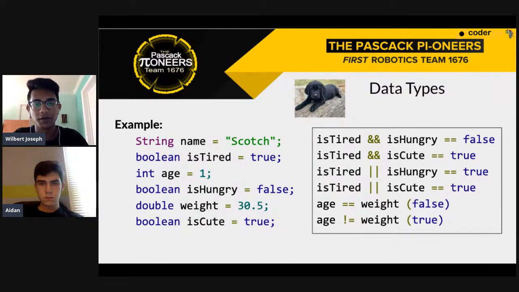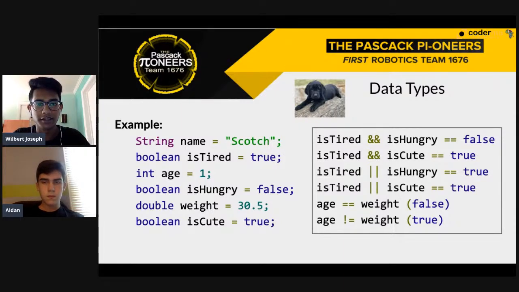And down here at the bottom, we have age being compared to weight. They're both numbers, so you can compare them in Java. And they're being compared using the double equal sign, which is a comparison operator and checks if these two variables are equal.